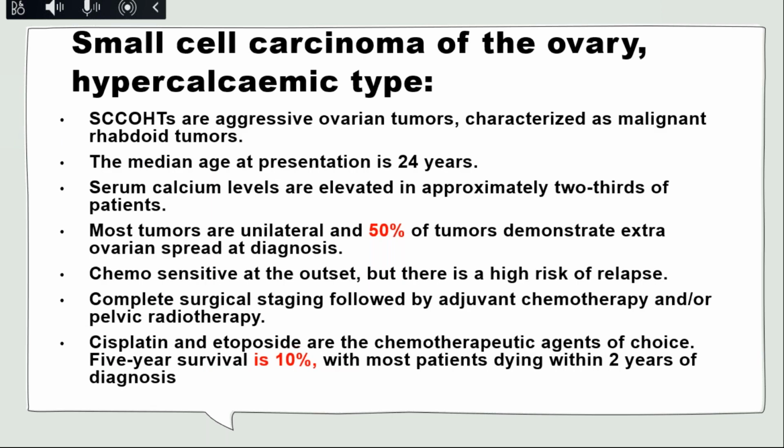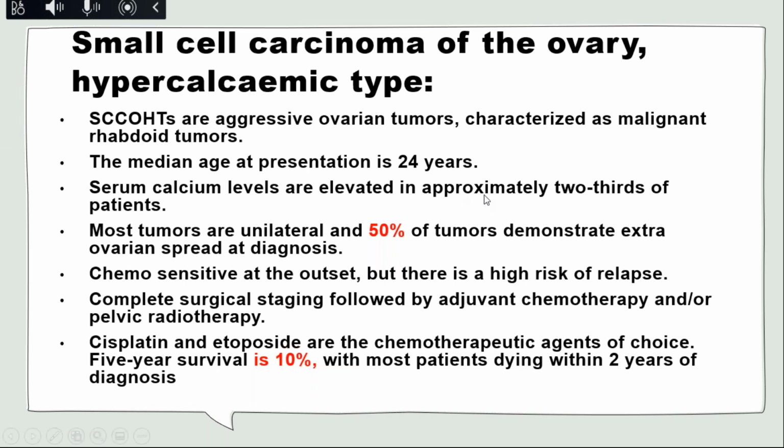Now, the last types of tumor of this group are the small cell carcinoma of the ovary, and also ovarian sarcoma. These are not that common. That's why it is enough to read these 2 slides. You don't need to go through the whole paragraph in the talk.